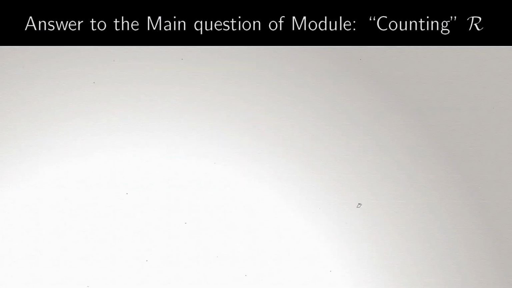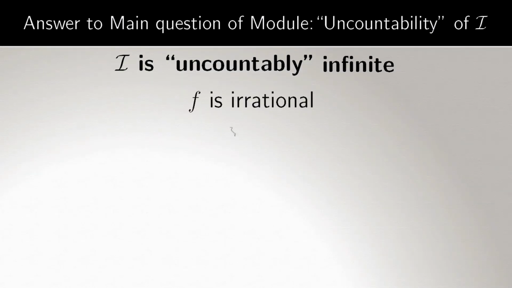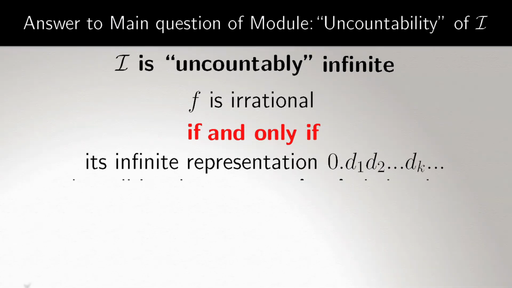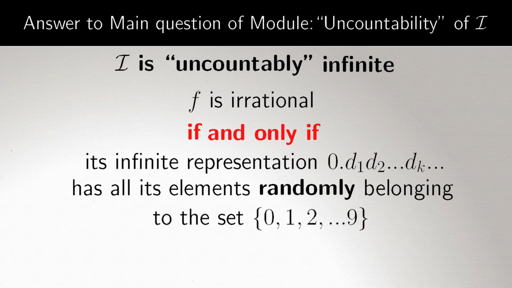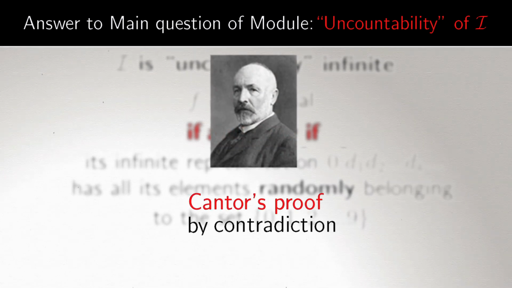On the other hand, the set of irrational numbers I is uncountably infinite. And this follows from the fact that f is irrational if and only if its infinite representation has all its elements belonging randomly to the set 0, 1, 2 up to 9. And at that point, the proof of uncountability of I can be obtained using Cantor's proof by contradiction.